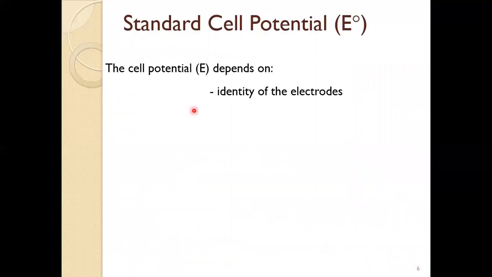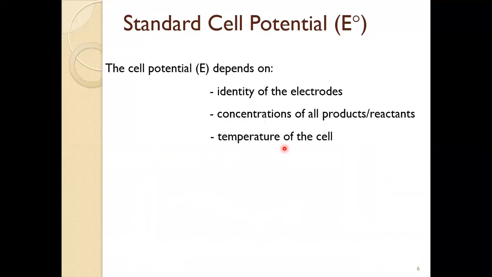Like we've seen with other properties of reactions or even properties of substances themselves, the cell potential is also a property of a reaction, of a process, that depends upon a variety of factors. As we've already seen, it depends upon the identity of the electrodes, for example, whether we're dealing with a zinc and copper electrode or a zinc and iron electrode, as well as the concentration of all products and reactants. In fact, you can create a galvanic cell using the same type of electrode as anode and cathode, and the only difference is in the concentration of their ions, as well as the temperature of the cell.